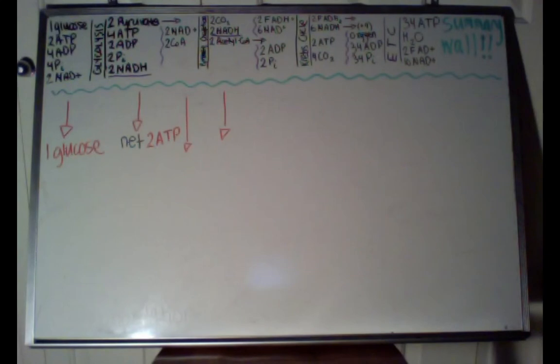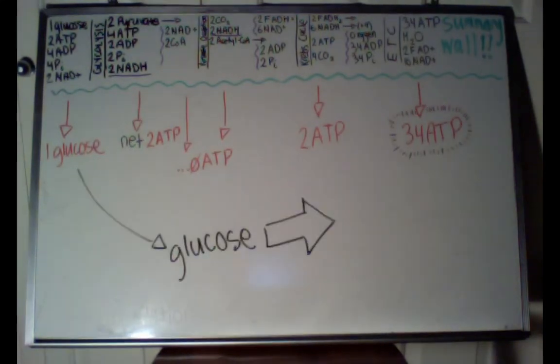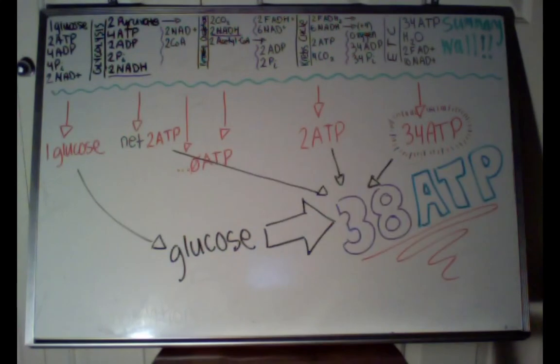Pyruvate oxidation, not much is produced at all, ATP-wise. And then the Krebs cycle is able to produce 2 ATP. And our electron transport chain is able to form a whopping 34 ATP. So, if we write all this out, we have a glucose is transformed into 38 ATP, which is a very impressive figure, but really it's just enough for us to get by in our daily lives.